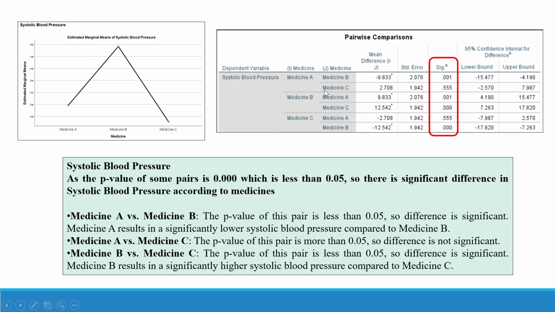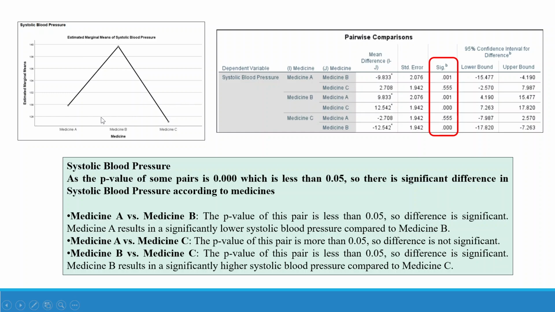When we compare A with C, the difference is 2.708, and the p-value is more than 0.05, so we can say that the difference is not so significant. Now if you compare A with B or B with A, the difference is only of the positive, negative sign. The p-value remains the same, so there is no point in comparing it again and again. So A with B, A with C, and B with C will serve the purpose. Now let's write the interpretation.